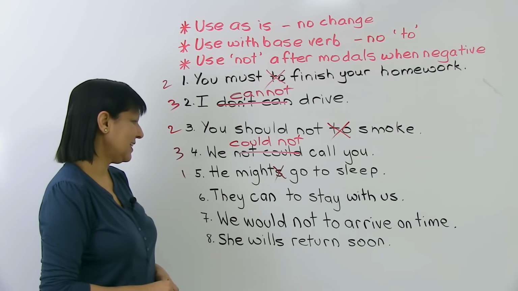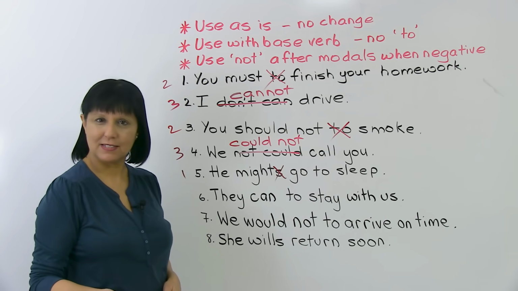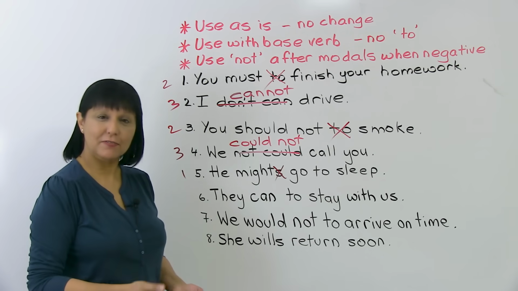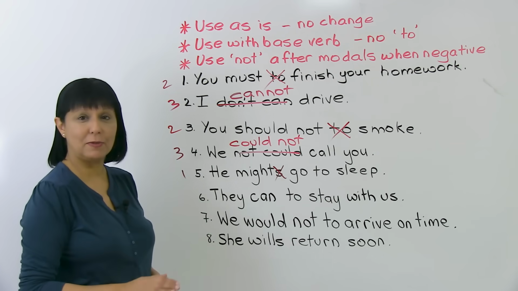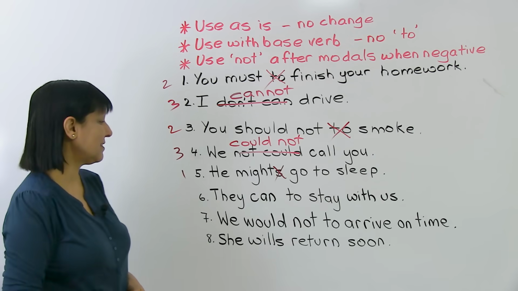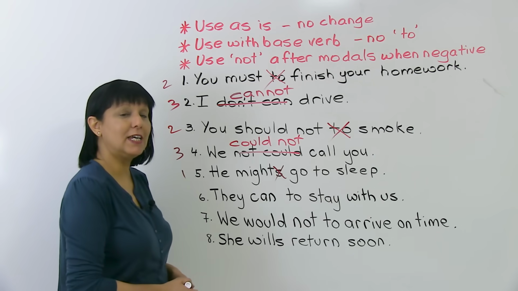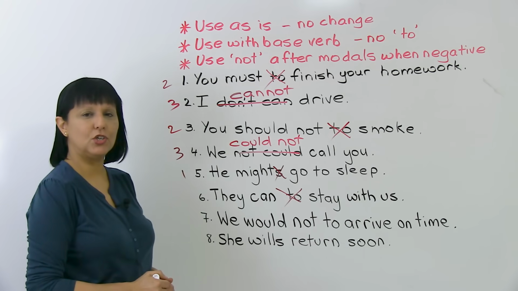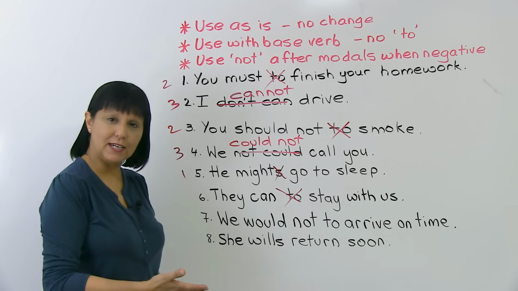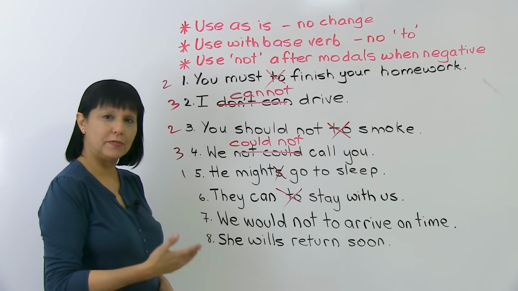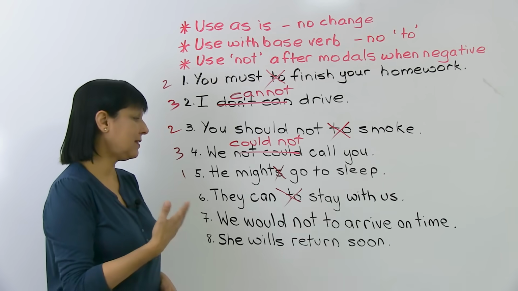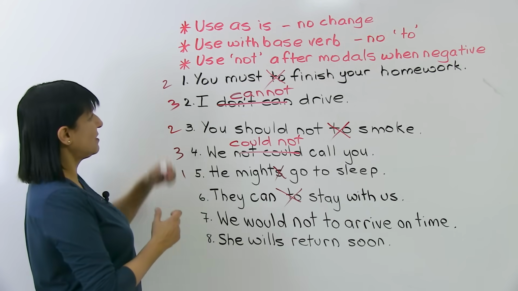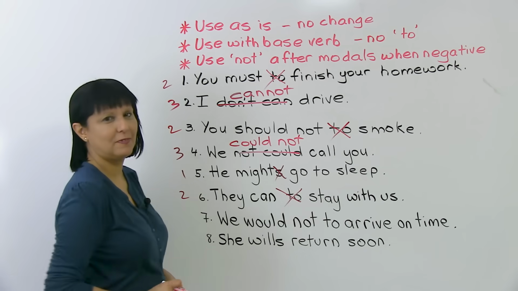Next, number six, they can to stay with us. Somebody says very kindly, they can to stay with us. It's a very kind suggestion. It's not grammatically correct. Let's make it correct. What do we need to take out? This, okay? It should be just they can stay. They can go. They can leave. They can come, whatever. But no to, all right? So this was our rule number 2, okay?